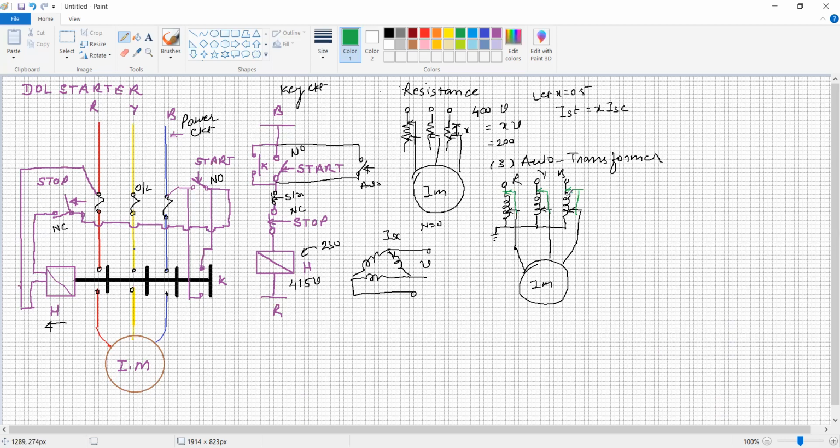And under such condition, the starting current IST is equal to, say, some factor K, we are considering K into ISC, instead of X, because the same value is going to be taken.